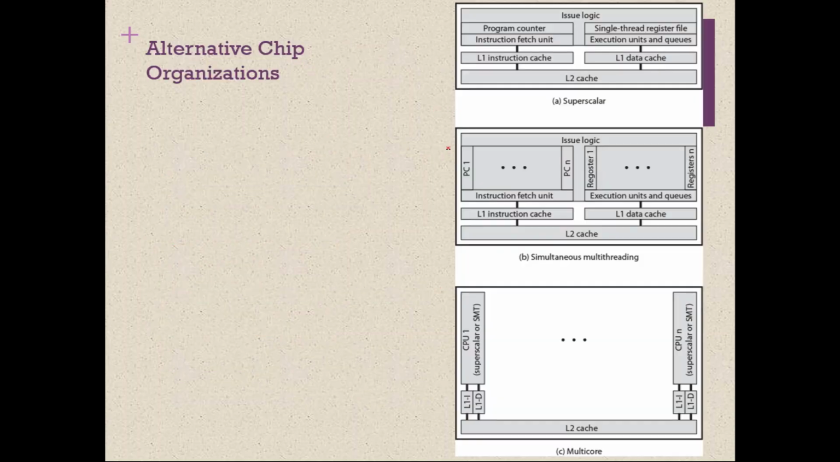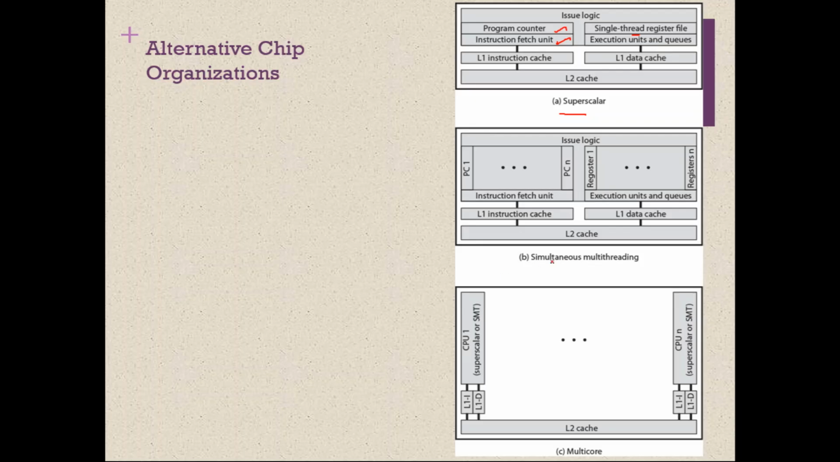So this diagram just explains the superscalar thing. Superscalar means you have multiple functional units. You may have multiple program counters, multiple fetch units, all these things, right? The program counter and all these things will have multiple copies. But registers will be only a single copy, a single thread register file.